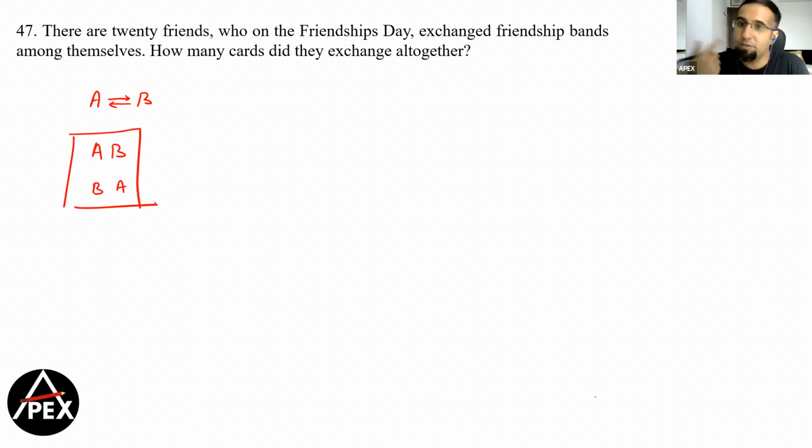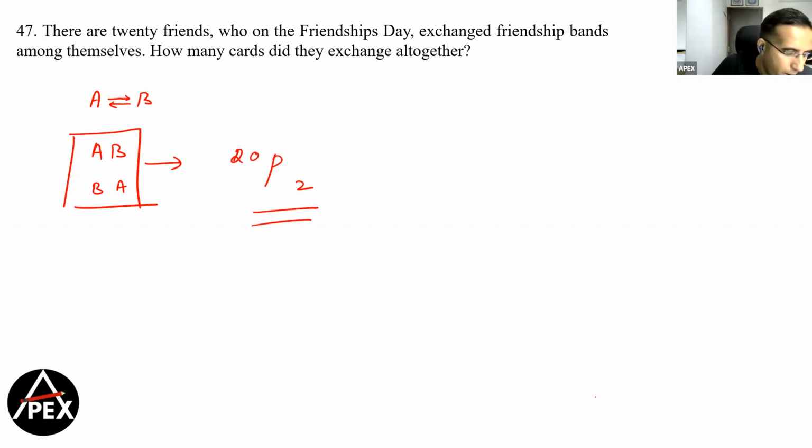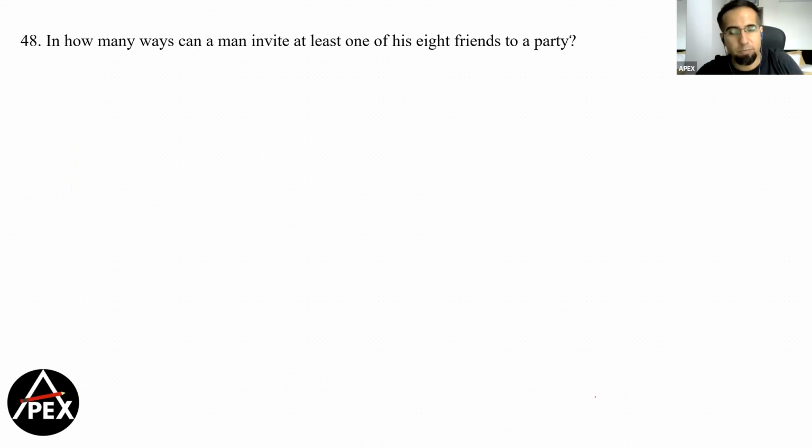In the previous one, A giving to B and B giving to A is one and the same. Right. So just because it is two different things, I'm going with arrangement. So I'm going with 20P2 becomes your answer. 20P2, guys, I'm sorry. Yep. Can we answer this question, please?